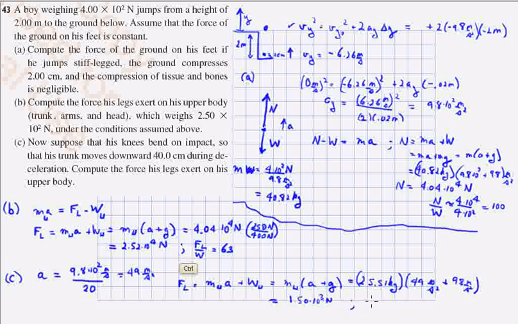In terms of a ratio with its weight, this F sub L is a little bit less than 4 times his weight. Much more manageable, much less likely to lead to any fractured bones, broken ankles, etc.